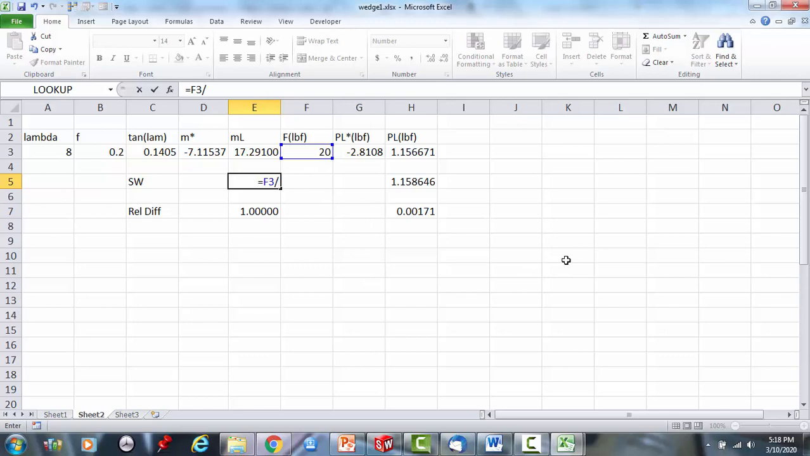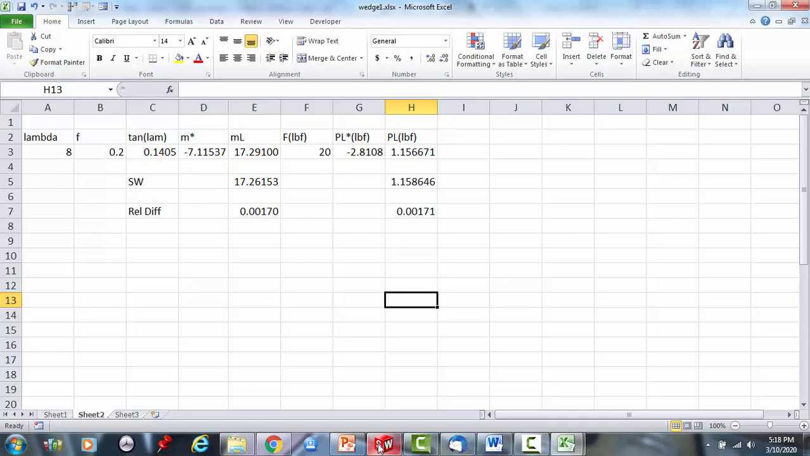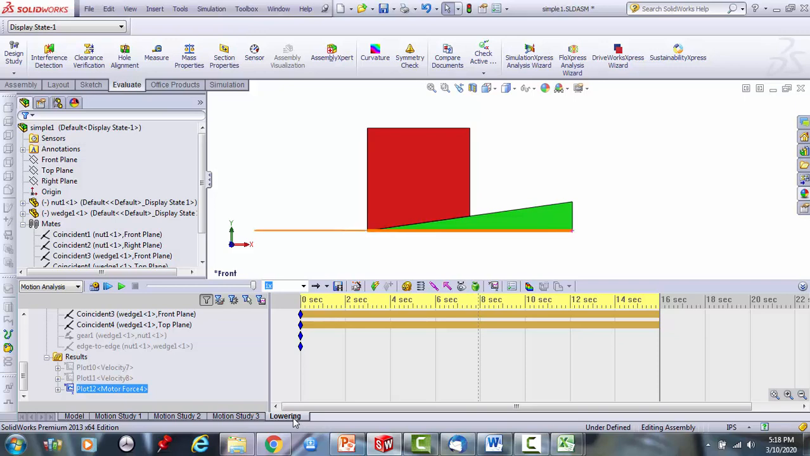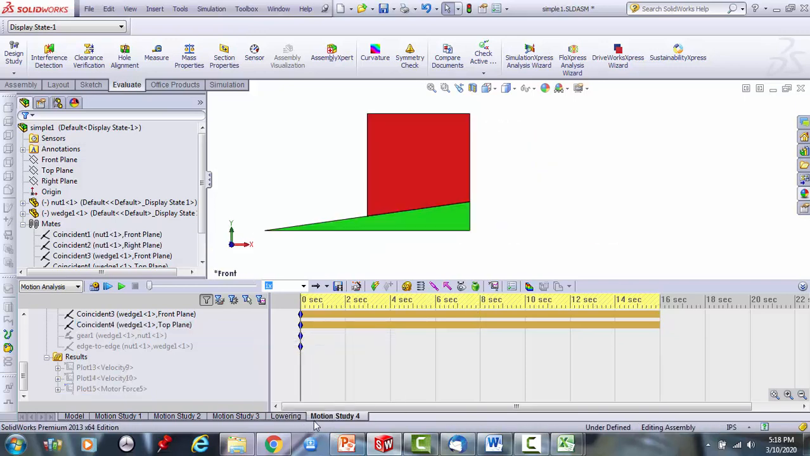I could say, okay, the SolidWorks ML is going to be that output divided by the simulated input. And again, it's really good, off by about 0.2%. That's really nice. Okay, so let's take this and copy or duplicate. So I'm going to call this lowering with F as 0.05. Okay, that's my only change.